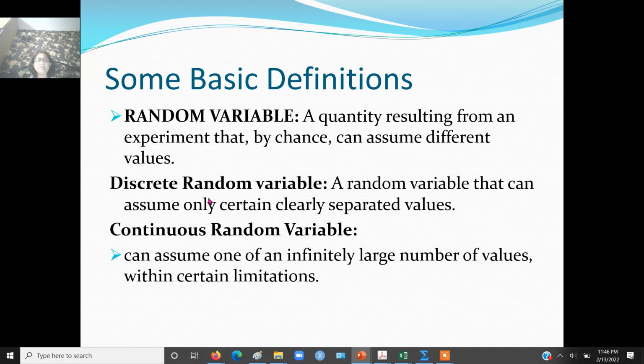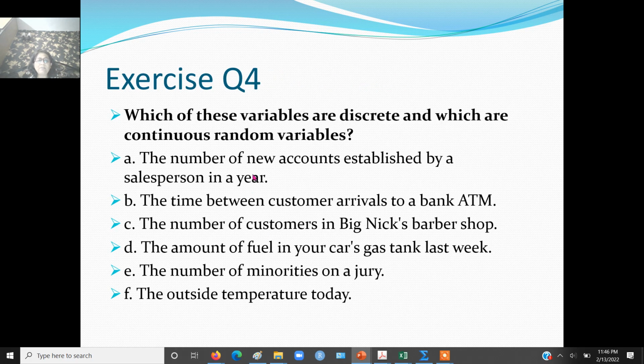So a random variable could be discrete or continuous. As I have already told you, if you can count something, that's a discrete random variable. And if you cannot count something but you can measure it, then it's a continuous random variable. So we will do some practice activities here, very simple ones, to set the foundations for the difference between discrete random variable and continuous random variable.